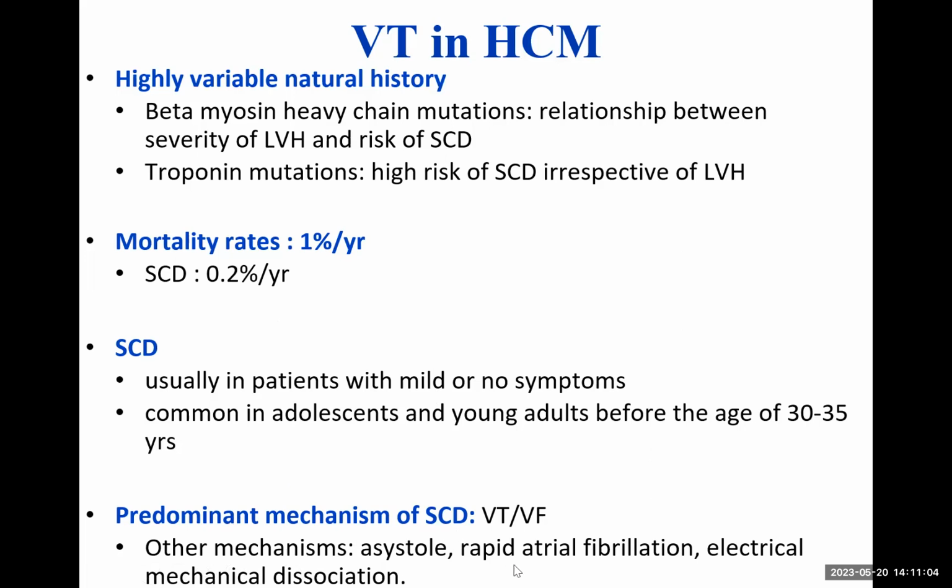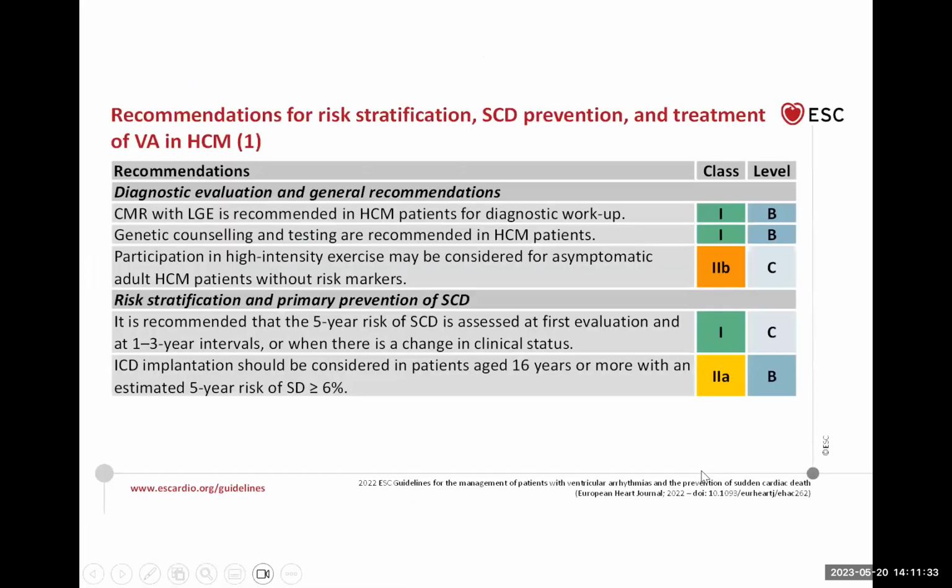The predominant mechanism here is VTAC or VF. However, there are rare cases of asystole. They may develop rapid atrial fibrillation. Actually, atrial fibrillation is very common in patients with hypertrophic cardiomyopathy because of diastolic dysfunction and dilatation of the left atrium. And they may have electromechanical dissociation, of course. So that's why sometimes they may have a defibrillator and still not benefit from it. But this is not common. The commonest mechanism is VTAC, VF, where ICD is effective in preventing sudden cardiac death in those patients.